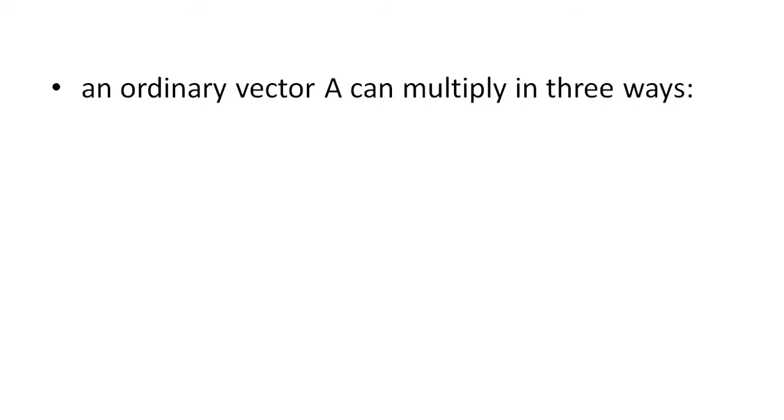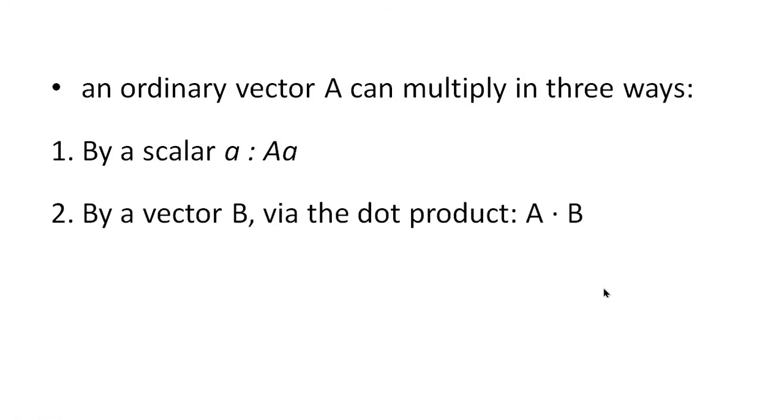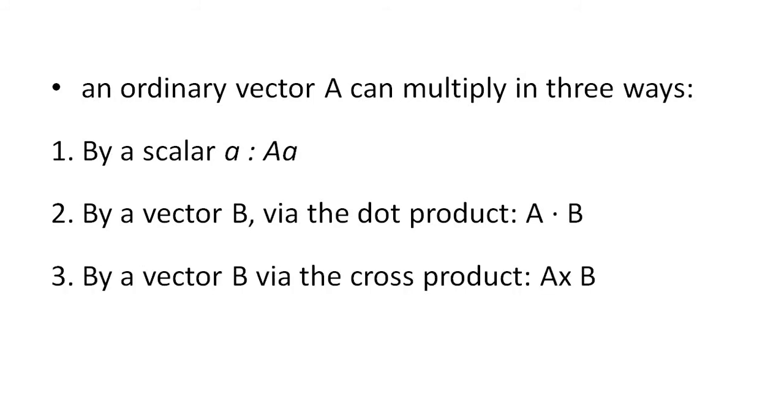An ordinary vector A can multiply in 3 ways. This we already discussed. We can multiply by a scalar. So we can write like this, A into A. We can multiply by a vector B via dot product, that is A dot B. We can multiply through cross product also, that is A cross B. So here there are 3 cases. One is multiplication by a scalar, 2 dot product, and 3 is cross product.